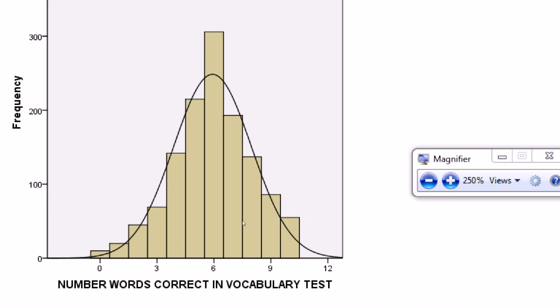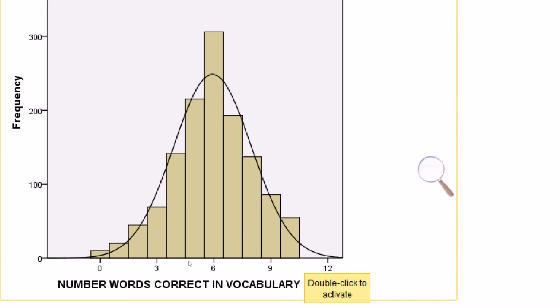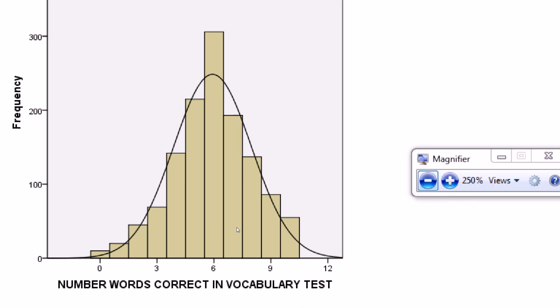And so notice the word sum approximately follows a normal distribution. And so the mean is about 6. There's very few people who get 0 correct. There's very few people who get more than about 10 correct. So most people are in the middle range. And so notice that this variable follows an approximately normal distribution.